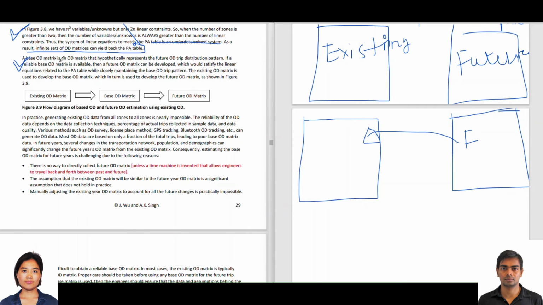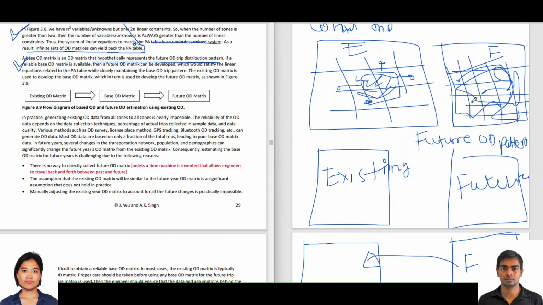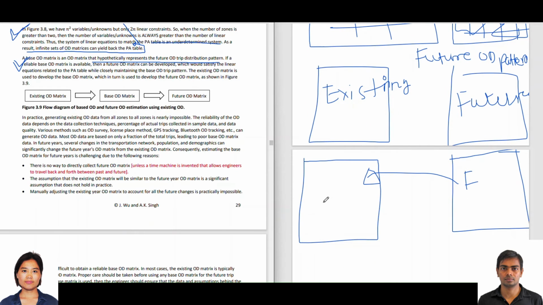So a base OD matrix is an OD matrix that hypothetically represents the future OD matrix, because the future OD matrix is unknown. So let's say we did this adjustment and we tried to figure out some pattern, and we figured out the pattern but not the actual number, then that pattern is called the base OD matrix. That's what a base OD matrix is.